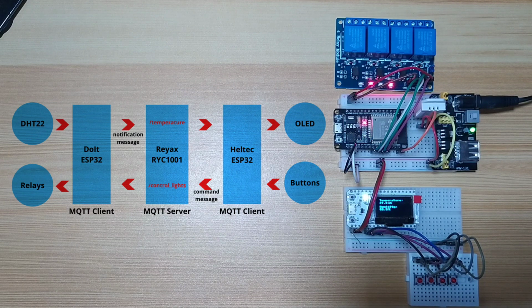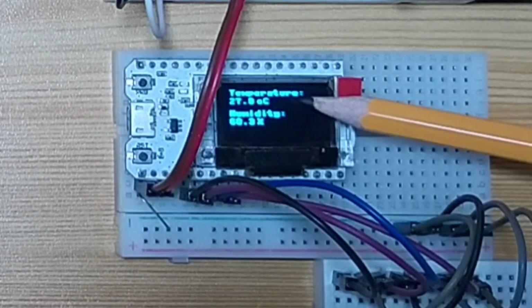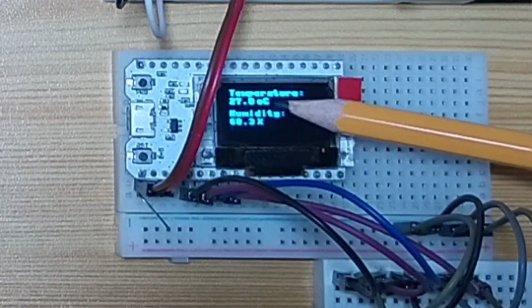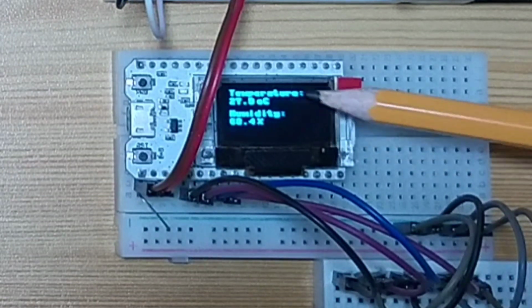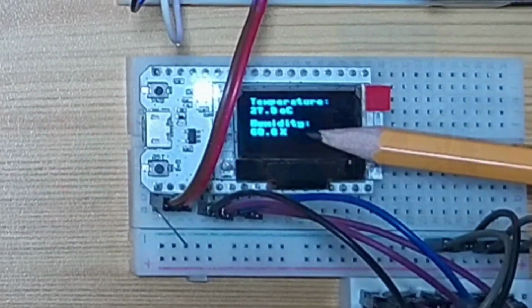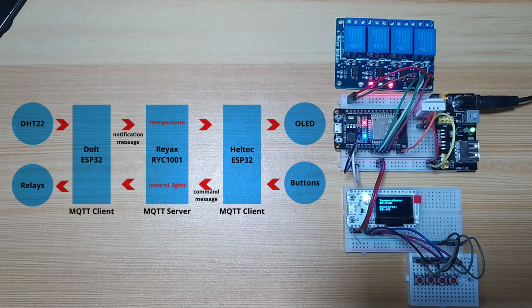Anyway, the DHT sensor readings may also be viewed here on the OLED display. And as you can see, the temperature in my room is 27.9 degrees Celsius, while the humidity is 68.4%. With the advancement of IoT technology, these two ESP32 boards will work even separated by miles as long as there is a Wi-Fi connection.